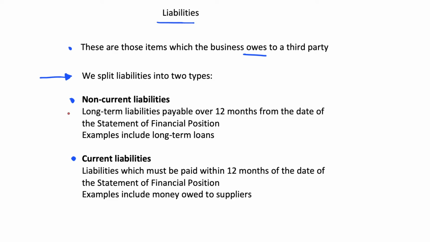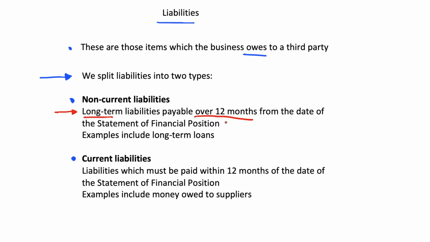Our first type is non-current liabilities, and these are the long-term liabilities. When we think about long-term, we are thinking of liabilities which are payable over 12 months from the date of the statement of financial position. In a previous video we looked at what a statement of financial position was, so I won't go over that again. Check out that video if you haven't.